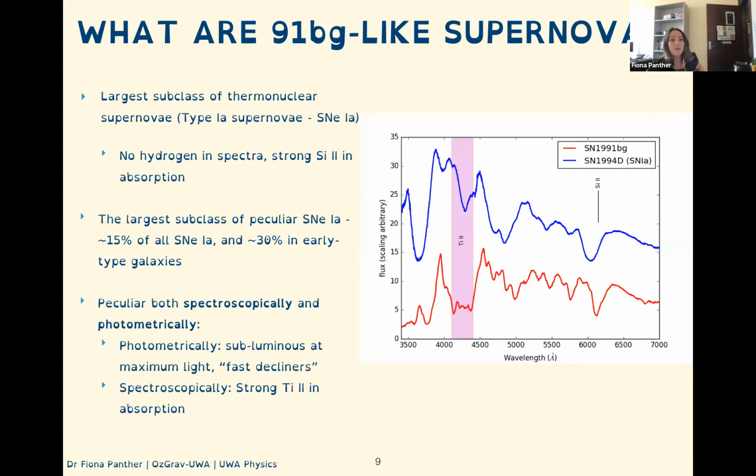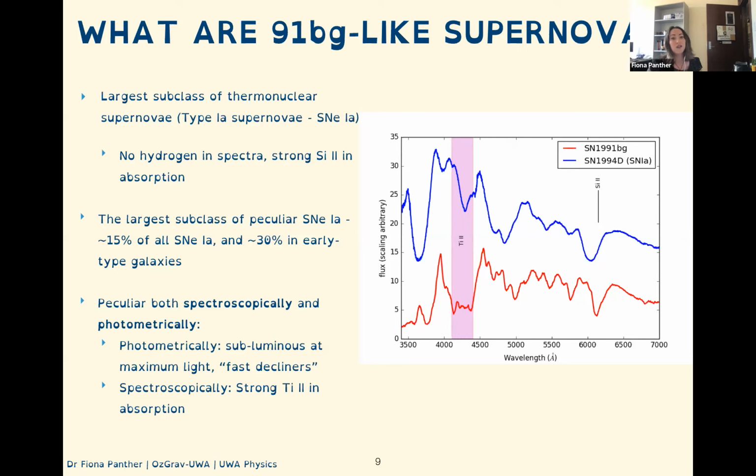So these 91bg-like supernovae, they're the largest subclass of thermonuclear supernovae. They have no hydrogen in their spectra, like thermonuclear supernovae, and strong silicon-II absorption. So this spectrum that I'm showing here shows you in blue a type Ia spectrum, and the red is a 91bg spectrum. The offset is just arbitrary. It's just so I can fit them both on the same scale.